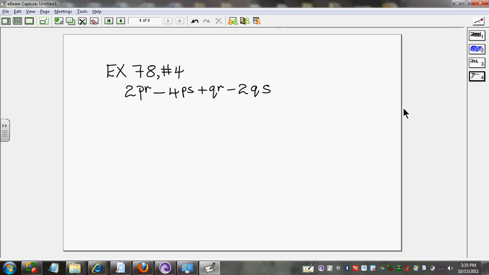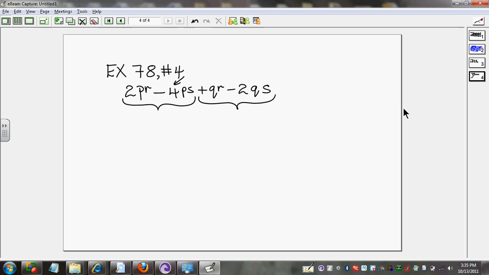Okay, so in exercise 78, number 4, we are asked to factorize the expression 2pr minus 4ps plus qr minus 2qs. So again, we consider the first two terms as the first pair, and then the next two terms as the second pair. We are now going to look at the first pair and ask what is the highest common factor, what we could take out as the highest common factor there.